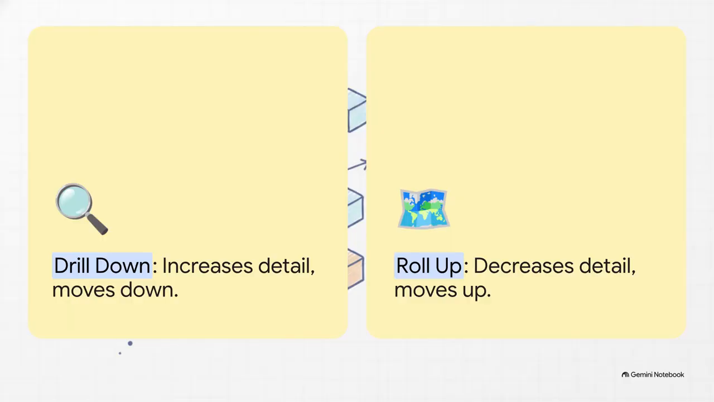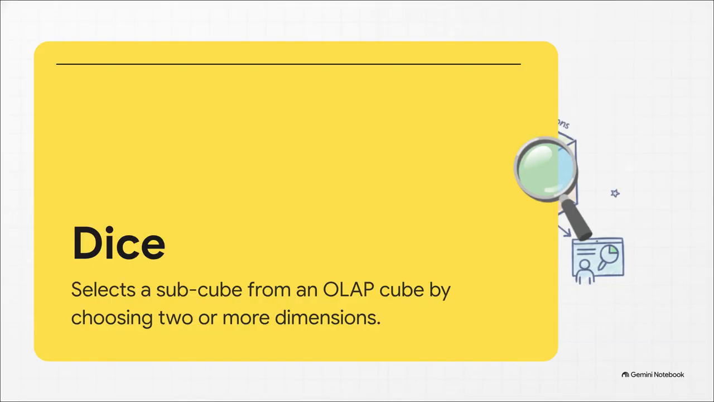If you pit these two opposite concepts directly against each other, they are incredibly easy to lock in for your exams. Drill down increases detail, moves down the hierarchy, and adds dimensions. It's a zoom in. Roll up decreases detail, moves up the hierarchy, and reduces dimensions. It's your zoom out.